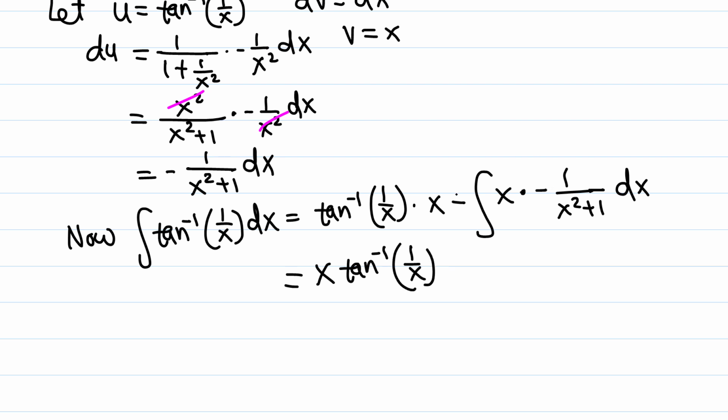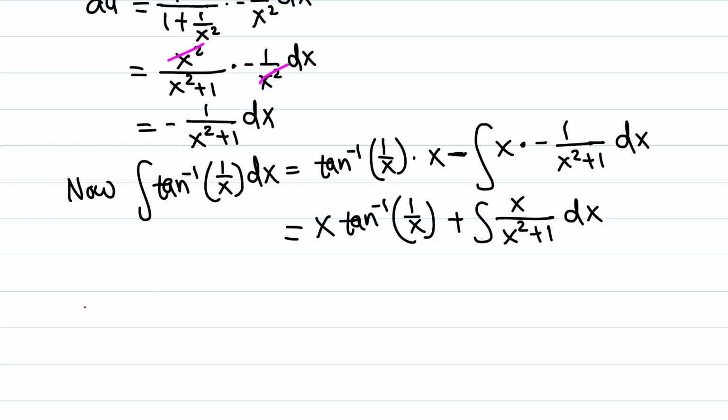So this negative can be pulled to the front. The minus negative means plus. Inside, this is x over x squared plus 1 dx. Now we need to integrate this. And we know that when we have some function, let's say u, and its derivative on the top, with respect to u, then the antiderivative of 1 over u is just the natural log of u.